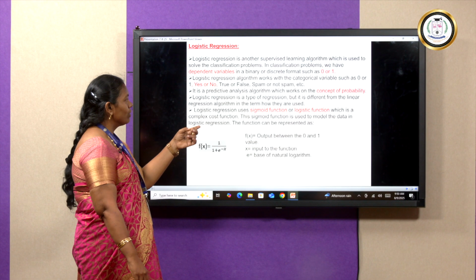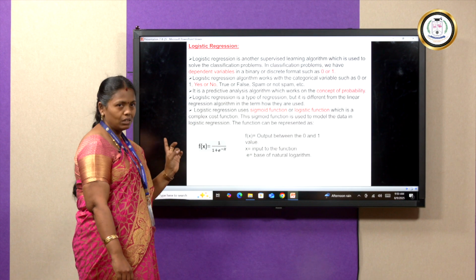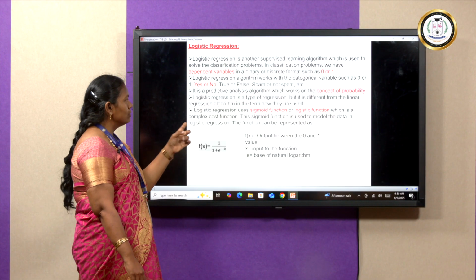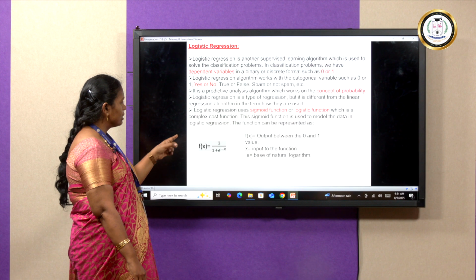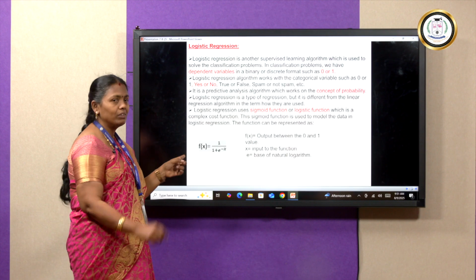Here we use functions like the sigmoid function or logistic function. In logistic regression, we use the sigmoid function. This is the mathematical equation: sigmoid function f of x equal to 1 by 1 plus e power minus x. Here f of x is my output, between 0 and 1.